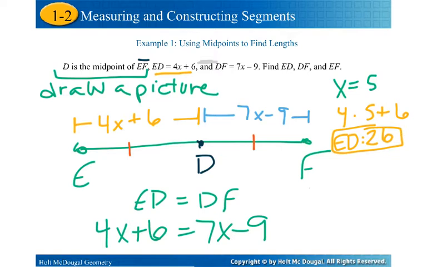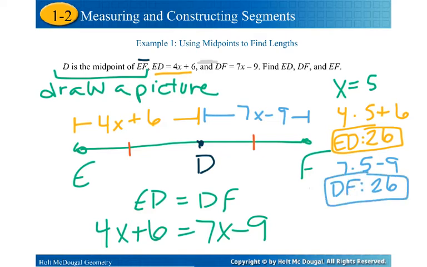The other piece, of course, is going to be 26 as well, unless you don't understand that these are the same. So technically I could plug in 7 times 5 minus 9 and get 35 minus 9, which is 26. Or, because we are a little smarter than that, we can say, yes, they're the same, so DF is 26. And then, of course, the entire thing together is going to be both of them. So EF is going to be 26 plus 26, so 52.